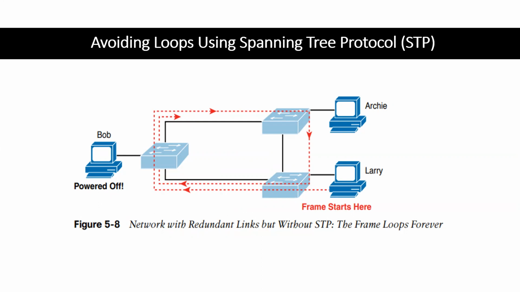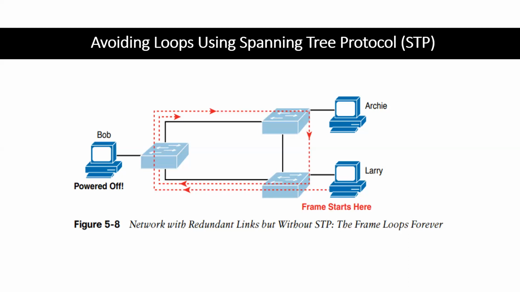And so its purpose is to prevent loops within a network. Short and sweet from a layer two standpoint. So without spanning tree, let's talk about the diagram. If Larry tries to send something to Archie, and all three of these switches have no spanning tree running, it's just going to keep sending it in a circle, in a circle, in a circle.